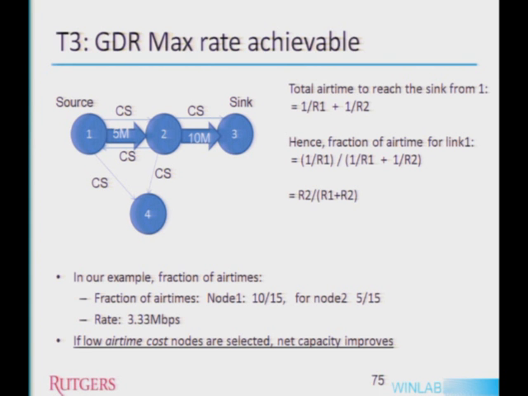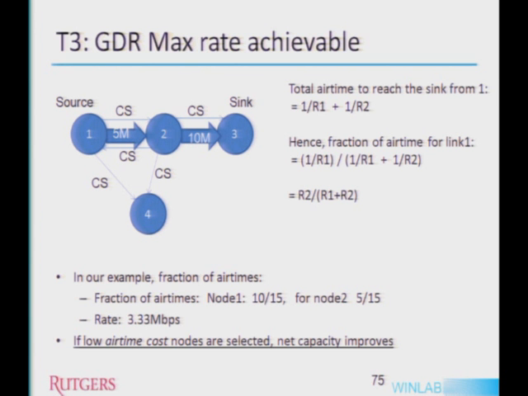That can be done by scaling my airtime fraction by the airtime fraction I get at this point. So 1/R1 plus 1/R2 is the total airtime I require to get from 1 to 3. Right? And if I scale that by 1/R1, which is my airtime fraction to get to the next hop, then I can calculate the weight which I need to assign here. Similarly, I can do a calculation for this point, and I can come up with the weights which need to be assigned so that I get a consistent throughput. In this case, the value works out to 3.3 Mbps.